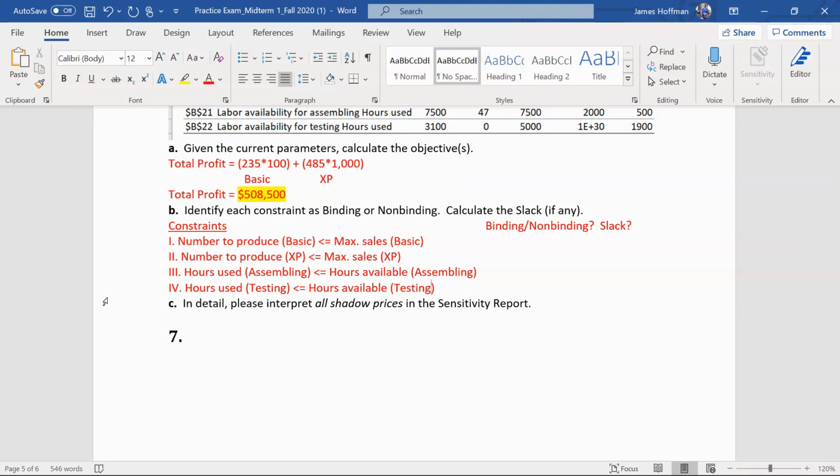When you do this with your take-home exam, the constraints are pretty much going to be the same. The binding, non-binding, and slack calculations will be different, but listing the constraints should be pretty much the same, so make sure you get this part correct. Binding means you use the whole thing, non-binding means there's some slack remaining.